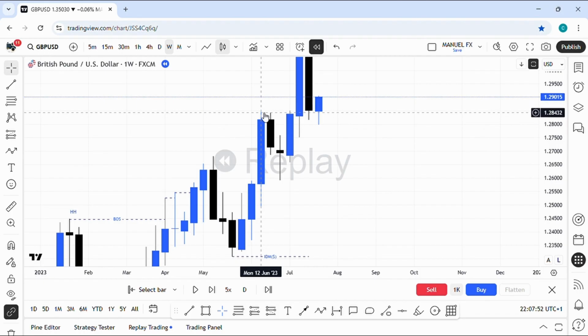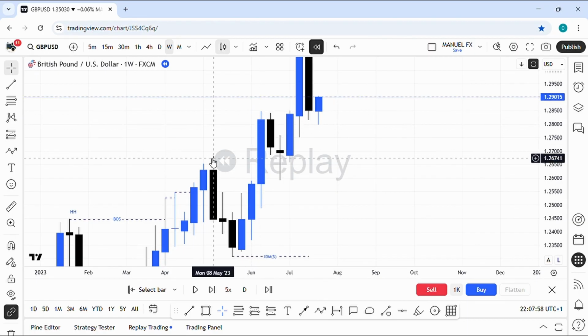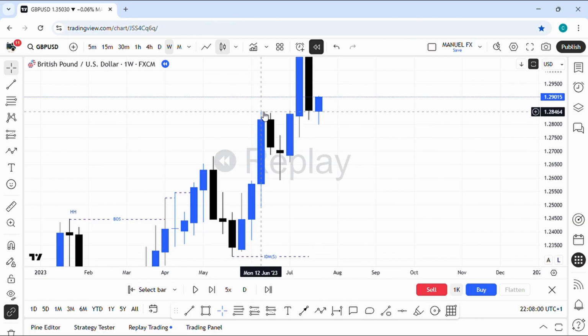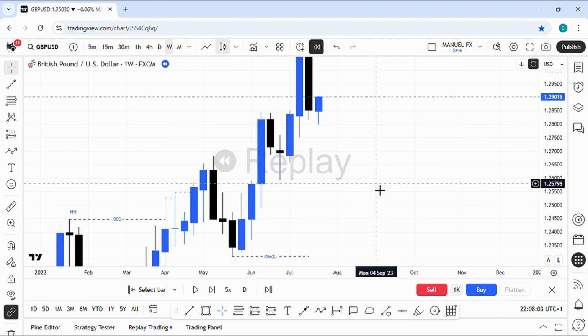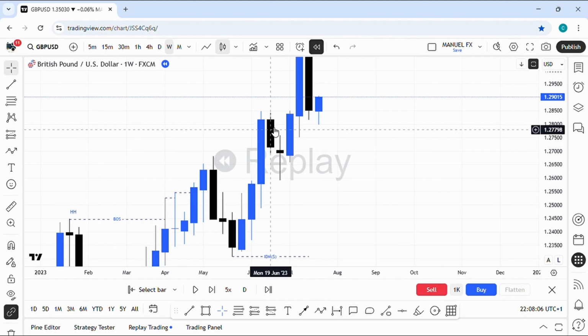This is the highest candle, and the high and low of the highest candle has to be taken out. This is the highest candle that took out this one. Now the high has to be taken out, but the low was not taken out. So no, it is not. This is not a retracement move.